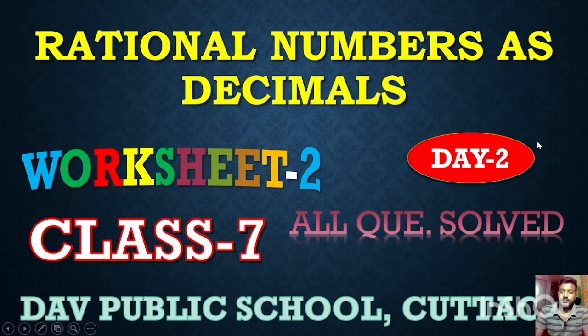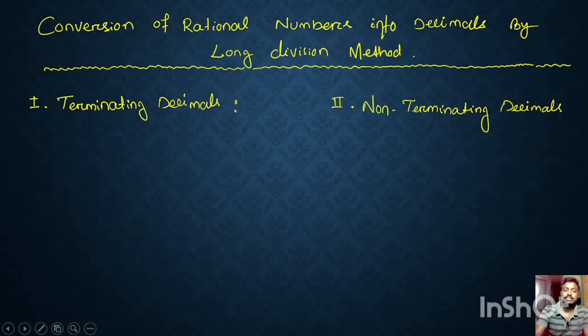So first we learn about the conversion of a rational number into a decimal by the long division method. There are two types of decimals: terminating decimal and non-terminating decimal. Suppose one example, 5 by 8. Convert it into a decimal. How to convert? By the long division method.